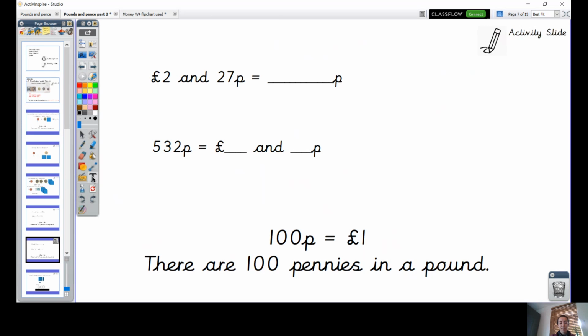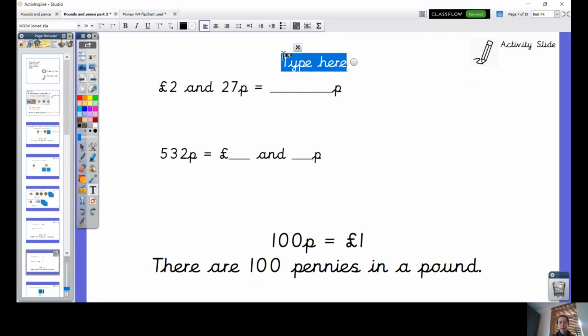Well done. Okay, let's go through the answers so you know. So we've got 227 pence because we had £2 in that question, and we know that £2 is the same as 200 pence. And for this one, you had 532 pence. We had to convert it into pounds and pence.